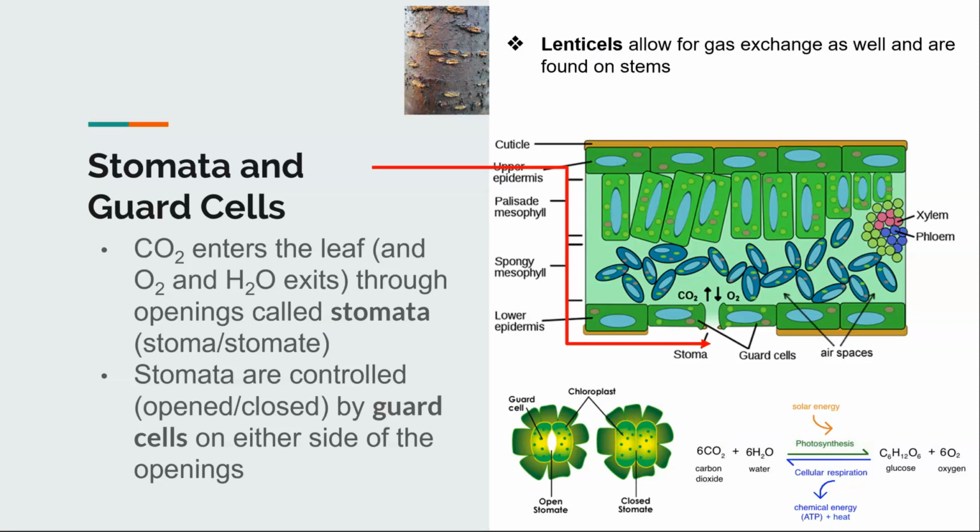On the stems of woody plants, you would also see what are called lenticels. So these little kind of scratch marks are lenticels. They do the same job as stomata. They allow gas exchange coming from the stem.